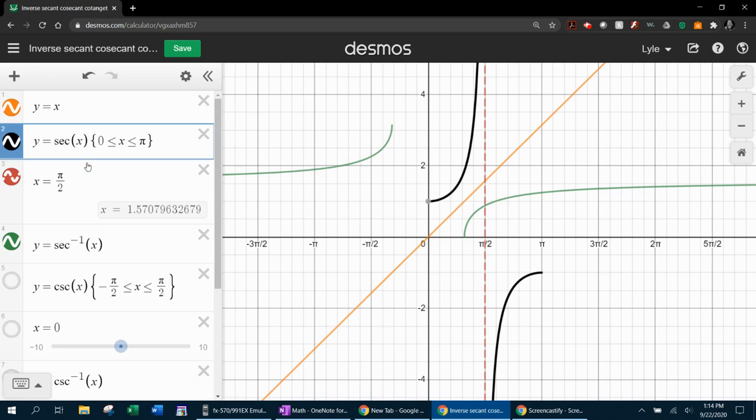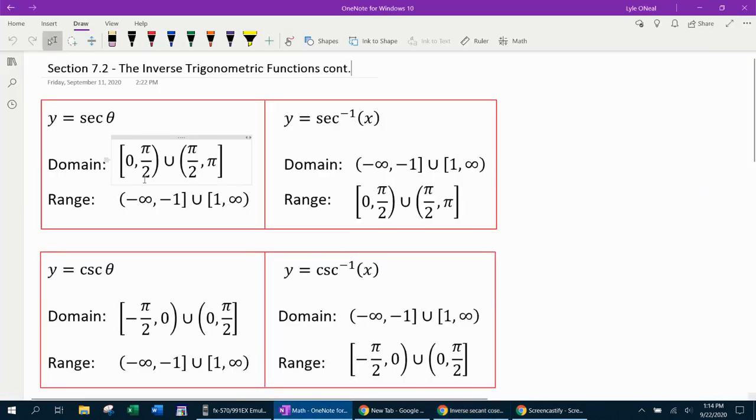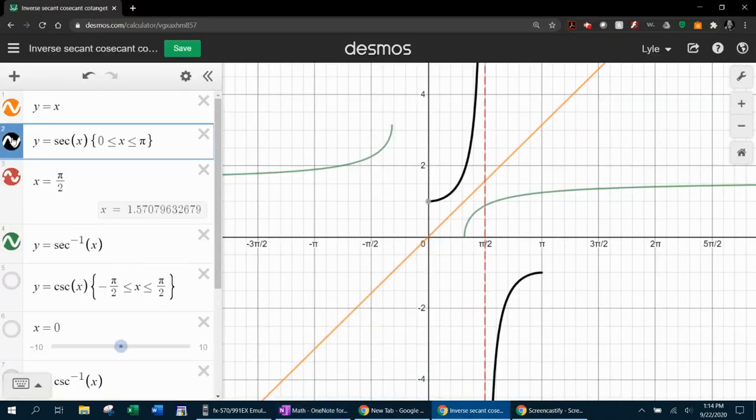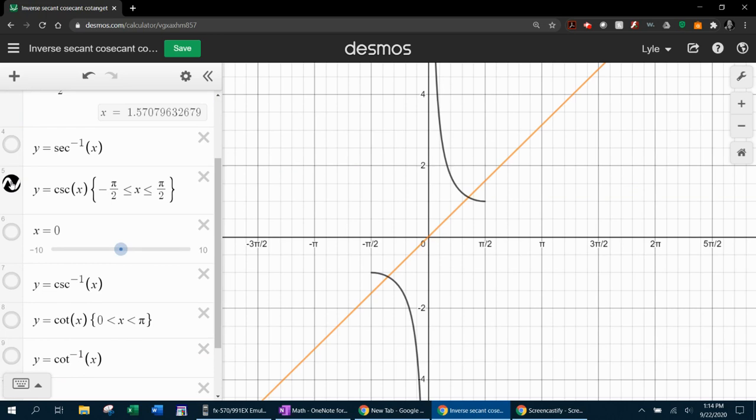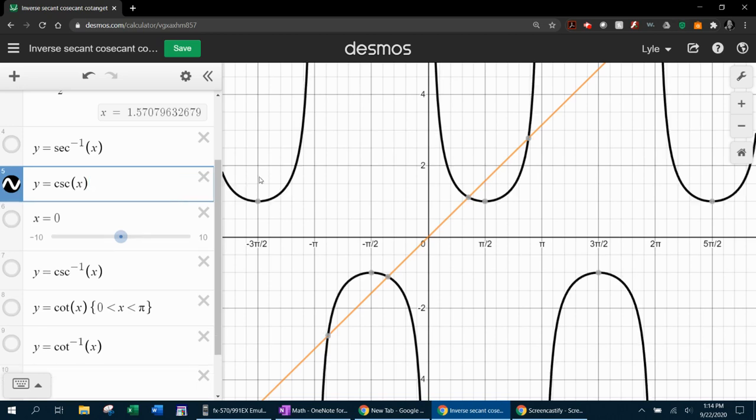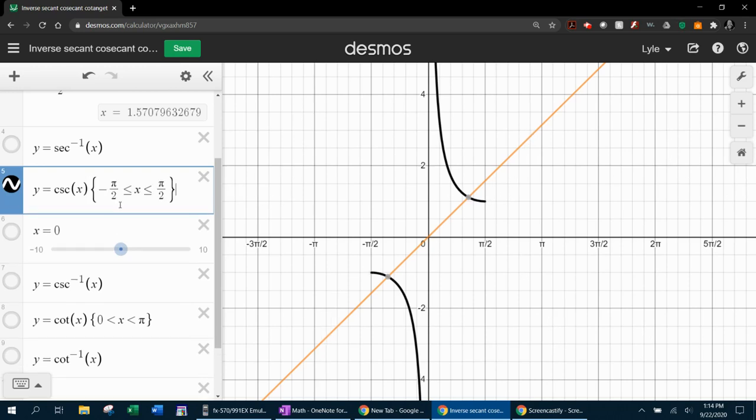All right, so now that we've talked about the domain and range of the secant and the inverse secant, let's talk about cosecant, okay? So if we go back to our graph, and if we turn off the secant, here's the cosecant graph with the domain restricted. And again, I'm going to remove that so that you can see the cosecant is really not one-to-one. And so we have to place this restriction on the cosecant so that it accommodates every value of the range and that it is one-to-one.